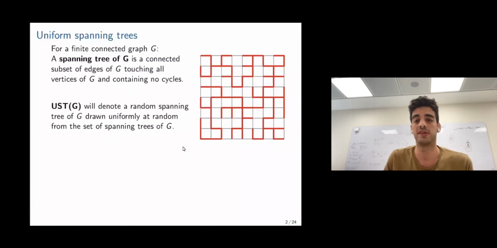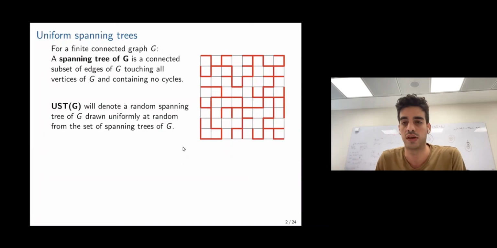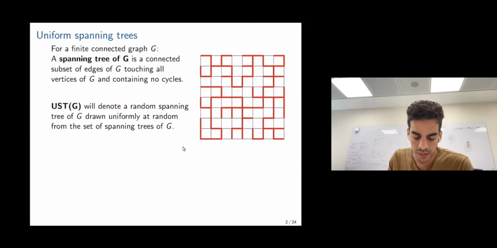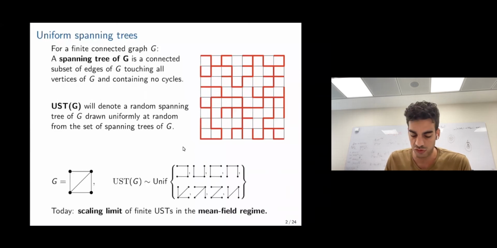So we start with some finite and connected graph G. And a spanning tree of G is a subtree of G, a subgraph of G, touching all of its vertices, and it's a tree. It has no cycles. And when the graph G is finite, then obviously the set of spanning trees is also finite. So we can simply define the UST of G to be the uniform measure over all spanning trees of G.